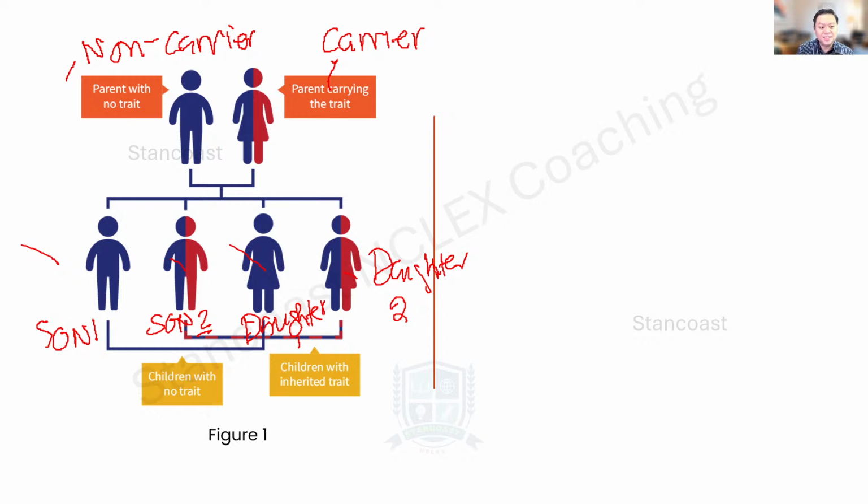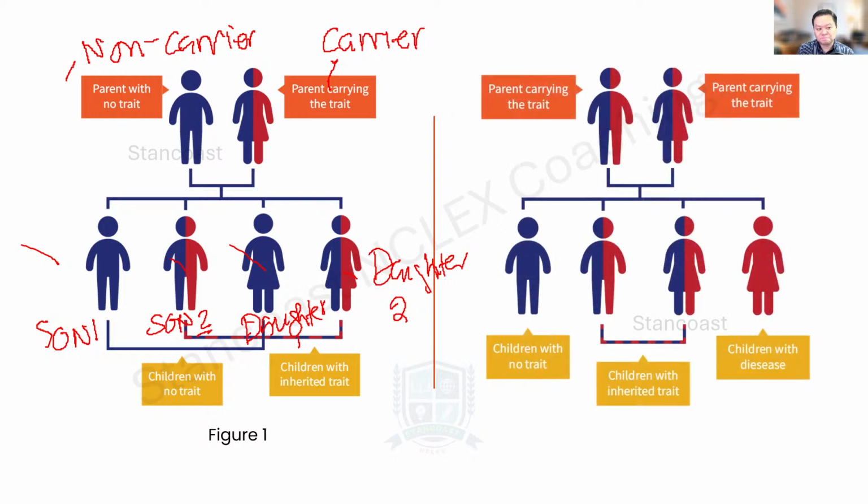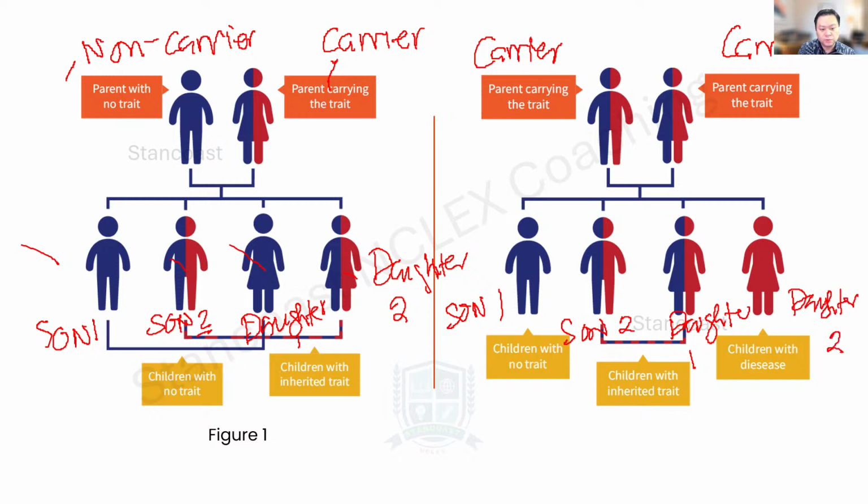Now, taking a look into another variation here, wherein both the parents are actually carriers. So our father this time is a carrier. The mother is also a carrier of the defective gene. Now, let's take a look into son number one. Let me just label this ahead of time. Son number two, daughter one. We also have daughter two. So let's talk about the son one.